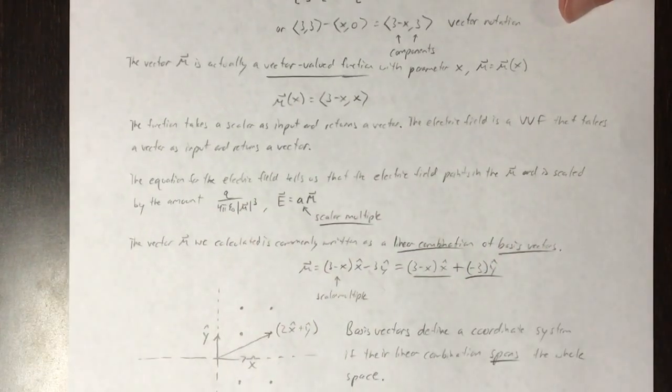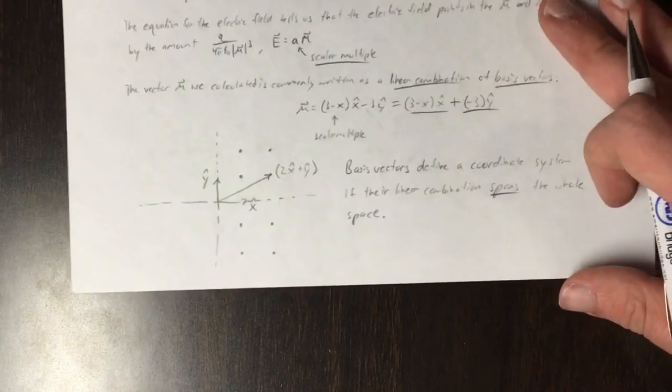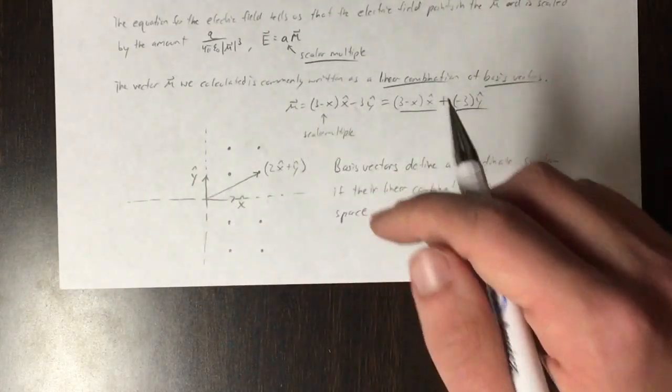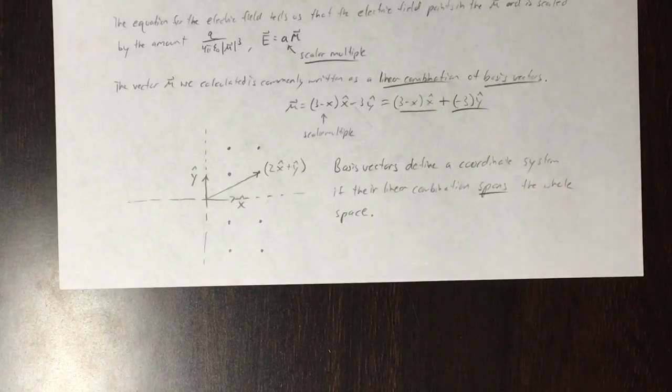Okay. Moving on. The vector r that we calculated is commonly written as a linear combination of basis vectors. Now let's talk about these terms.